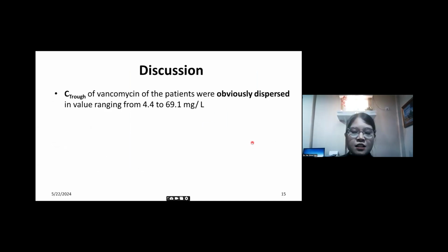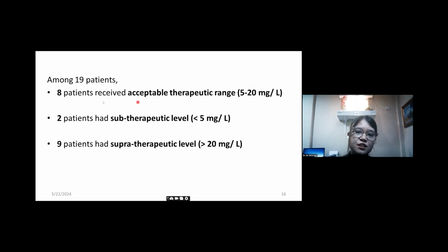Let's go on to the discussion. We can clearly see that C-trough of vancomycin of patients were obviously dispersed in value ranging from 4.4 milligram per liter to 69.1 milligram per liter. Among 90 patients, 8 patients received acceptable therapeutic range, 2 patients had subtherapeutic level, and 9 patients had supratherapeutic level.